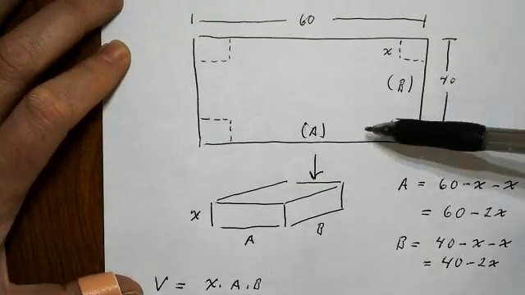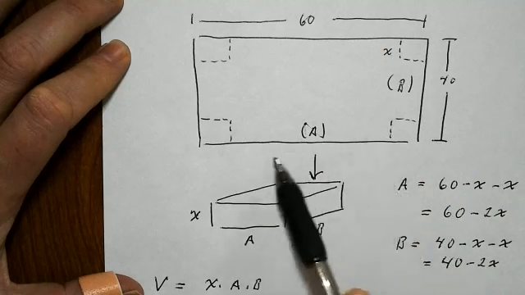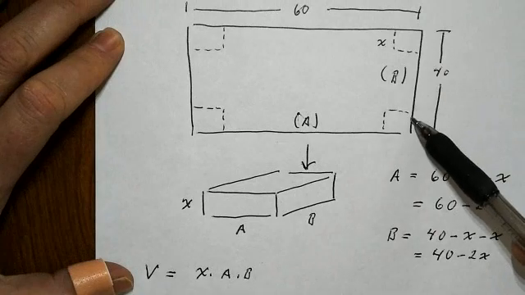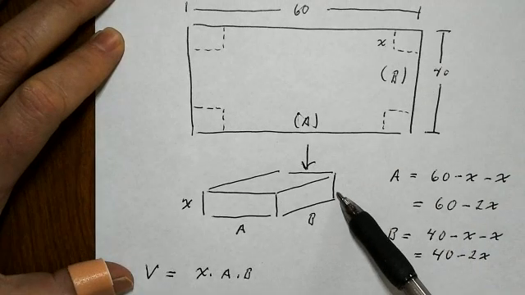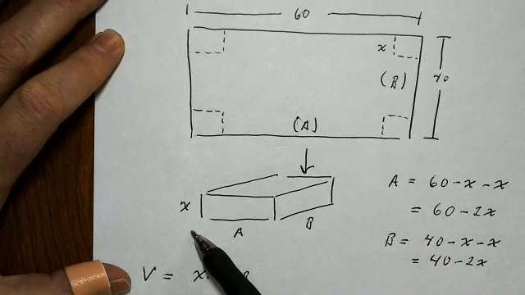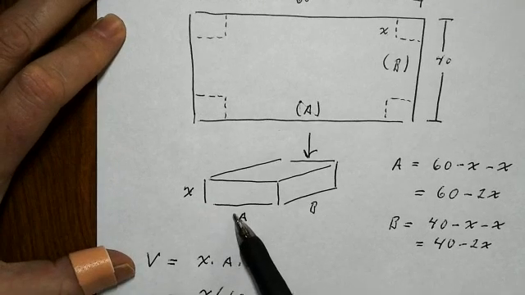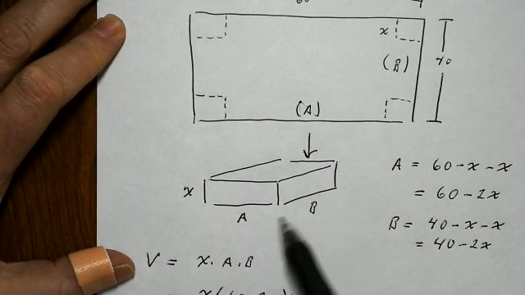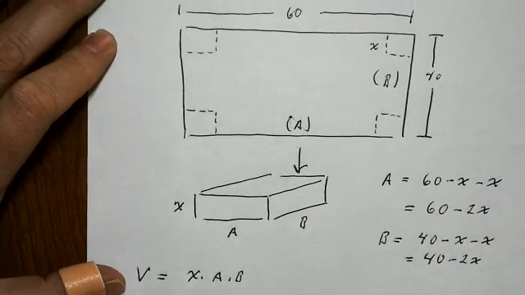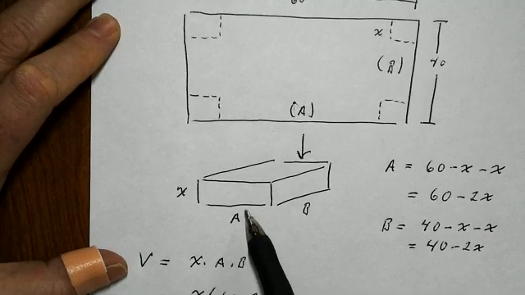So I take my box and I fold it up so that what's left here, I'll call it A, shows up down here. What's left here, which I'll call B, shows up right here. And from the way I fold this up, the height of the box is going to be x. So the volume is going to be the height times A times B. We could call A the length and B the width, or vice versa. It doesn't really matter.